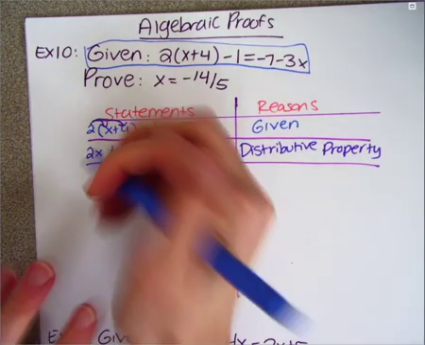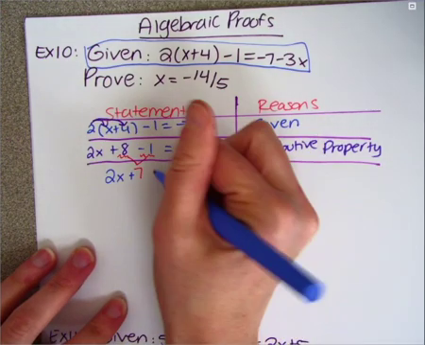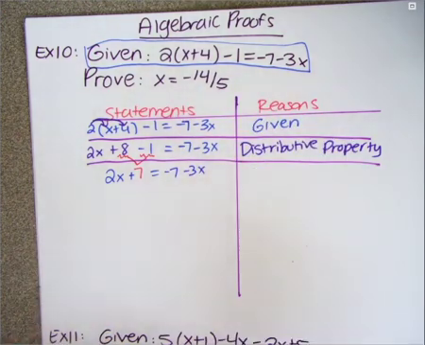Okay, so I have 2x. I'm going to bring everything else on down. 2x plus 7 equals -7 minus 3x.